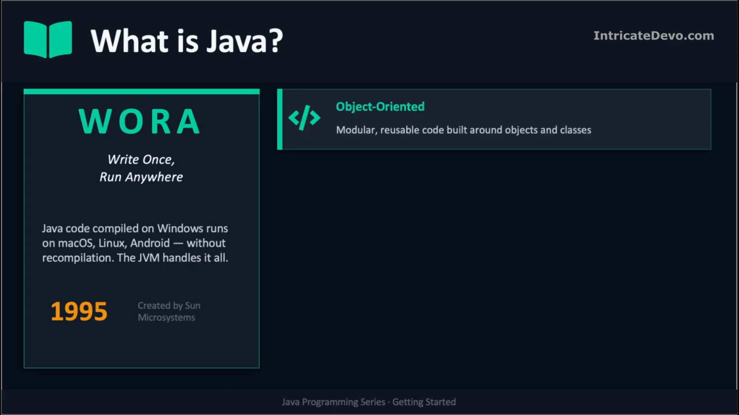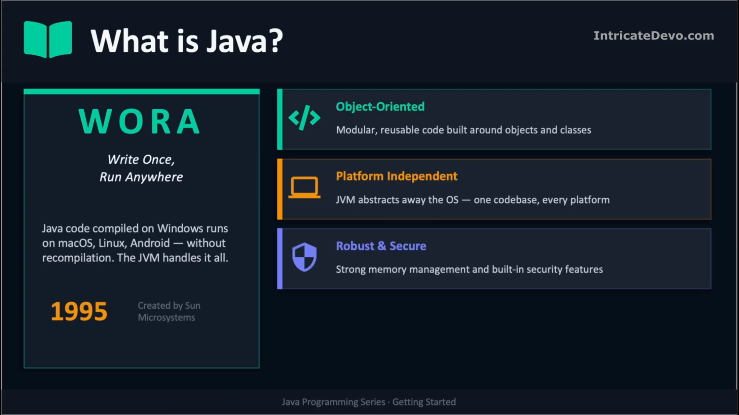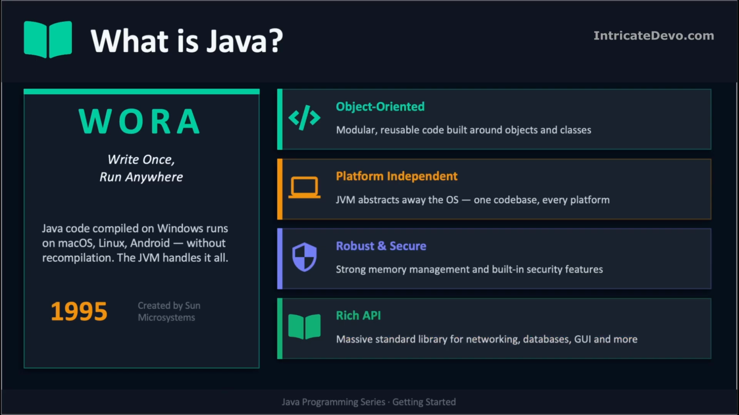Java has 4 key strengths that make it so popular. First, it is object-oriented, built around the concept of objects, which makes code modular and reusable. Second, it is platform-independent. The JVM abstracts away the operating system. Third, it is robust and secure with strong memory management and built-in security features. And fourth, it has a rich API, a massive standard library, with pre-built tools for networking, databases, GUI development, and much more.